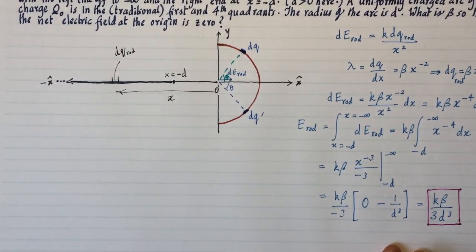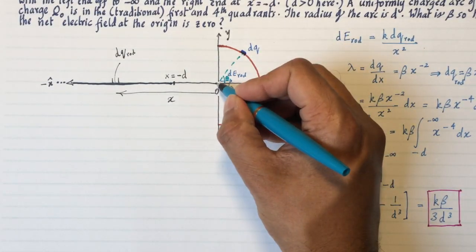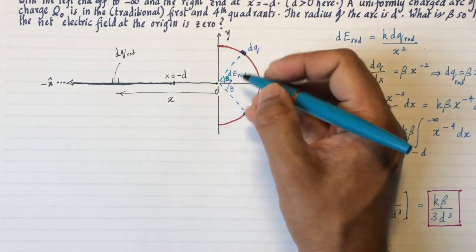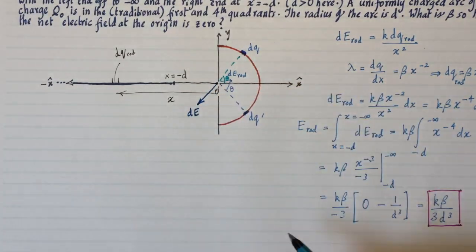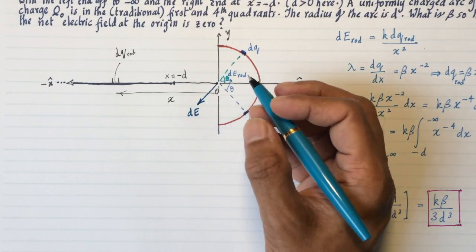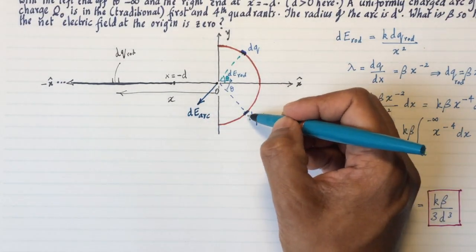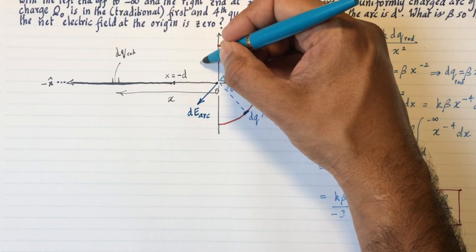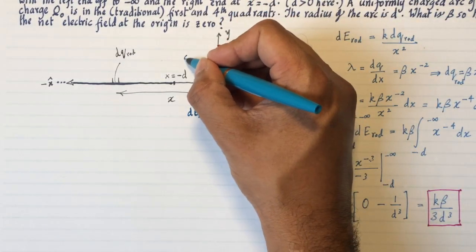These mirror symmetry contributions will cancel out one of the components. Let's find out which component will get cancelled out. dq will put out an electric field, again assuming the arc is positive, like this. I'll call that dE. Since I've already written dE rod, I guess I should write dE arc, but you can also write it just as dE. dq prime is going to put an electric field along the same line joining it and the origin, and that will be called dE prime arc.